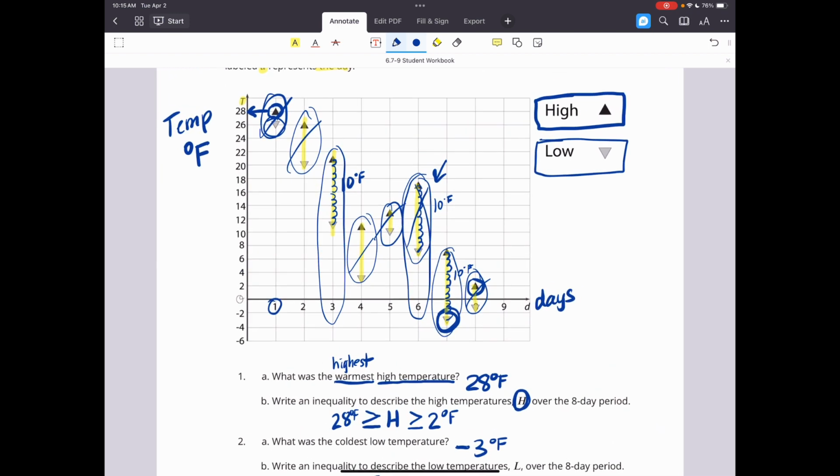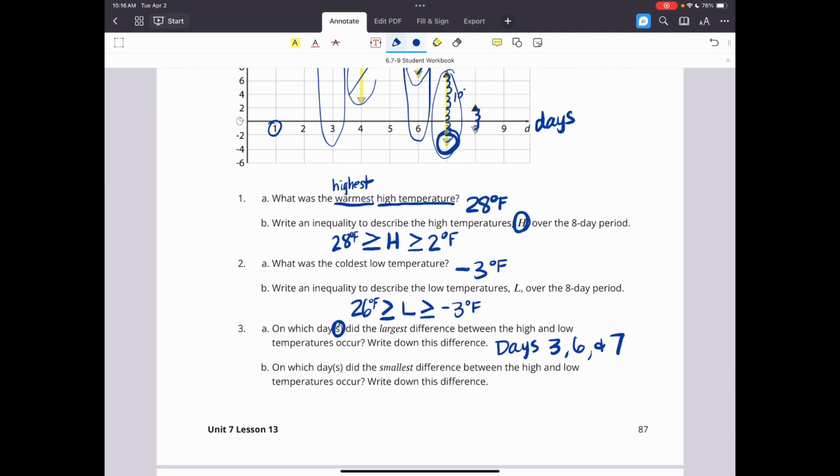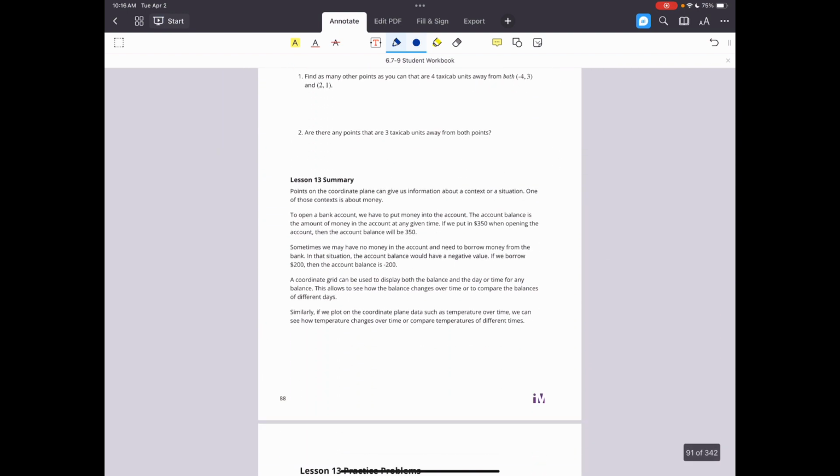Okay, then we have to find the smallest one. Now, I say don't mark everything up like I do, because now we've got to go back and find the smallest ones. This one looks like it's got to be the smallest. If you look, this is 2 units. It's 28 down to 26. This one over here is 2 units plus that one is 3. So that one's out. And this one is also 1, 2, 3. So the smallest difference was day 1. All right, we're going to go ahead and stop there.